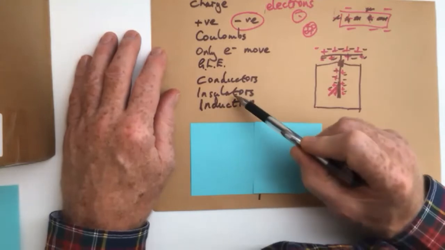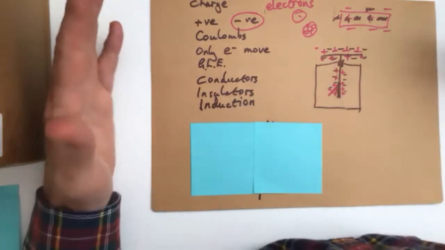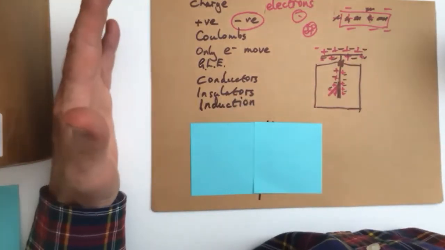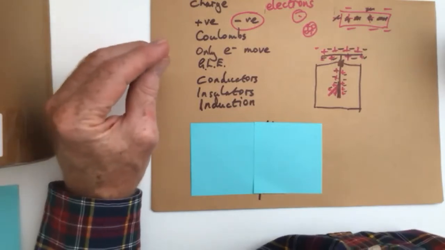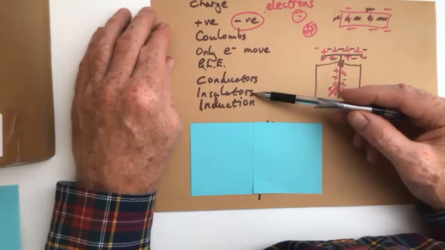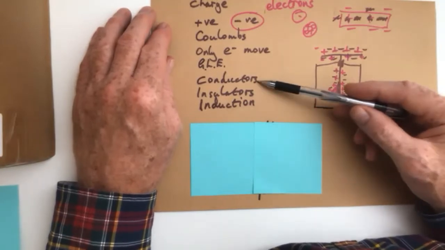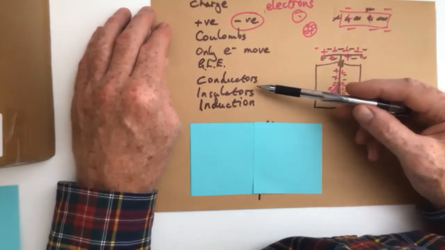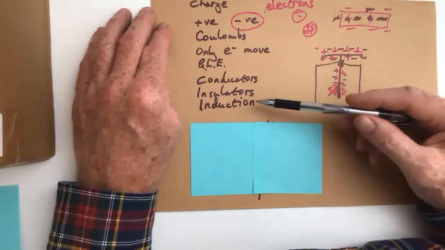Insulators have lots of electrons, but they're difficult to move, so they're bonded in tightly and not easy to move. So plastics, rubber, wood, things like that are insulators. Conductors are metals and carbon. All right, that's it. Induction.